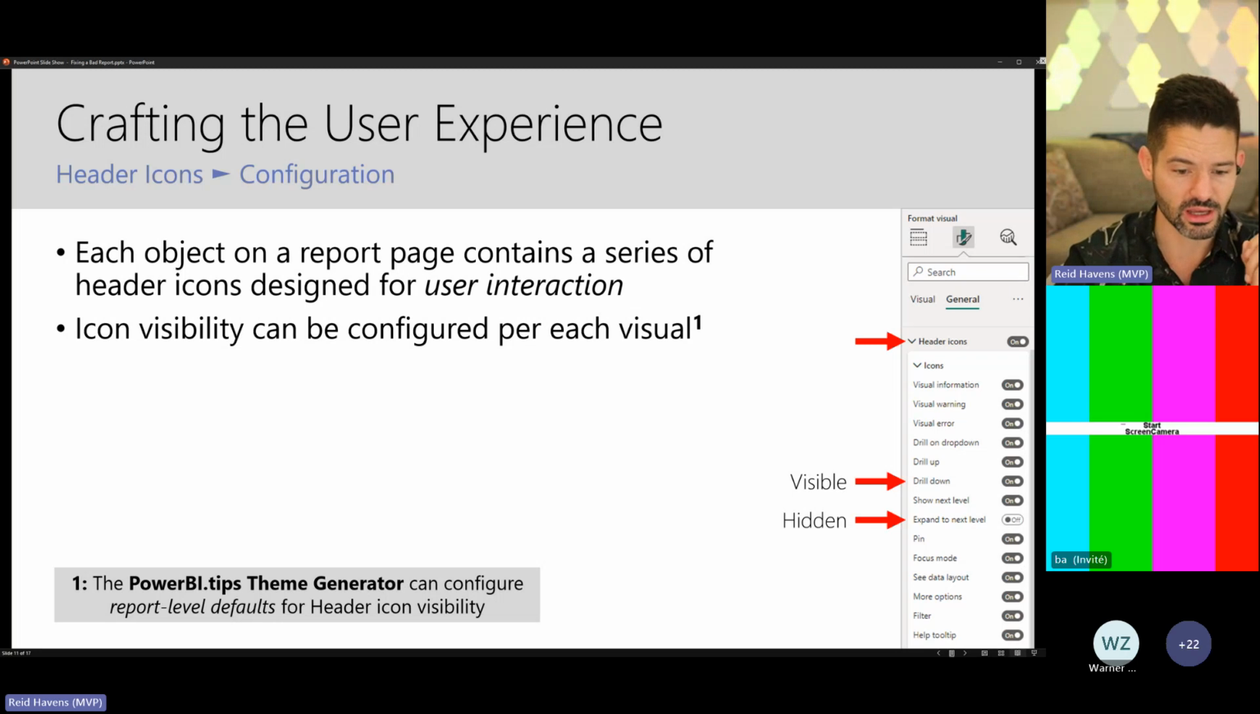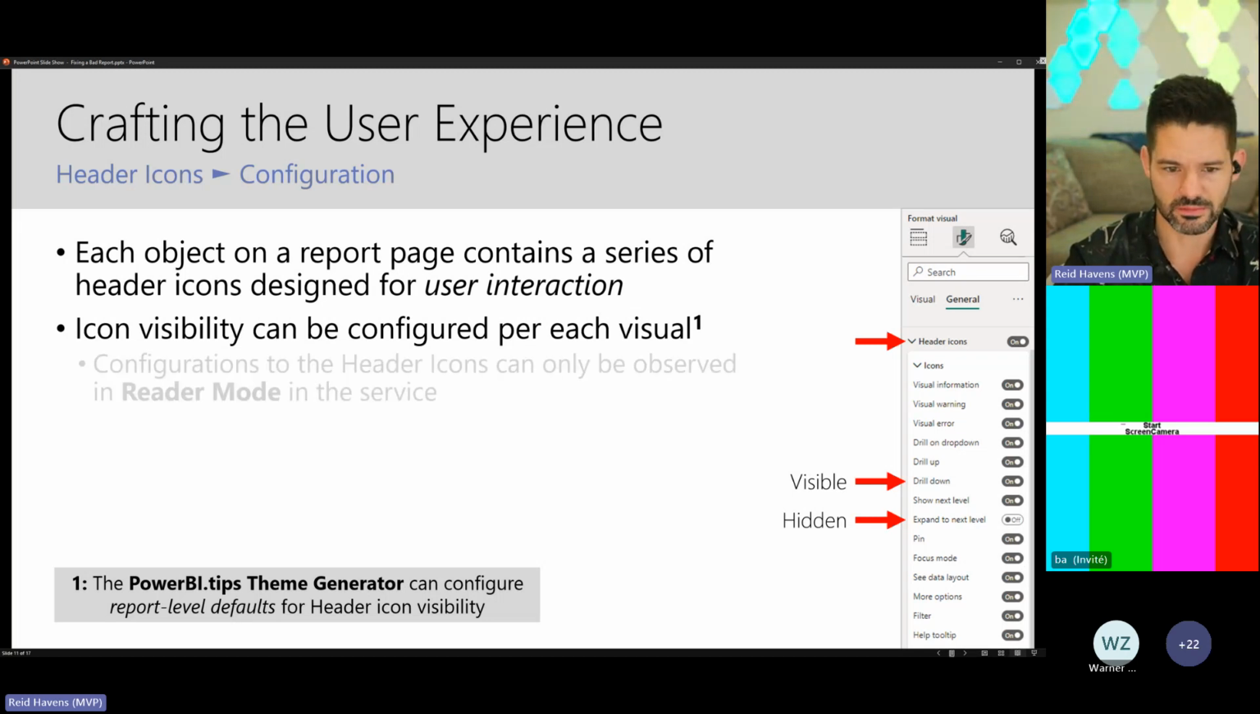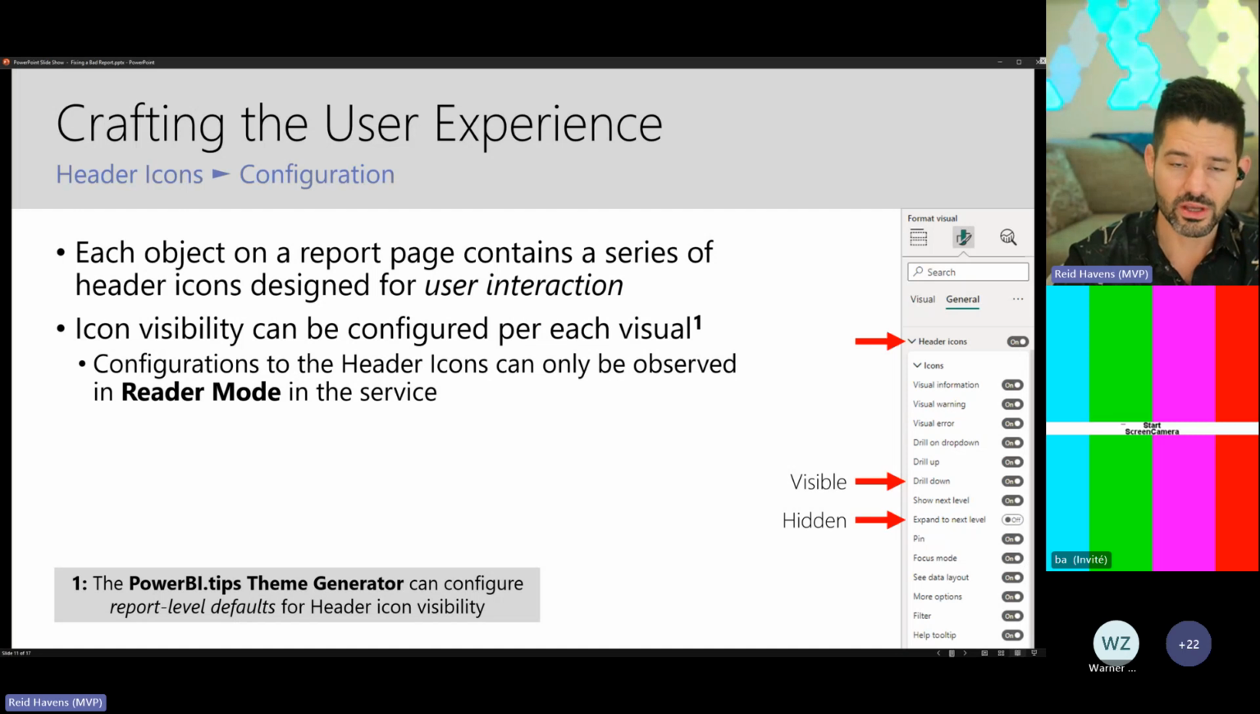I'll also show you a theme generator where we can configure the report level defaults from a web page as well and create a custom theme file to do this, depending on our best practices. Now, again, only observable in reader mode for this. So unfortunately, in desktop, these are things that are easily missed, but I'll give you some recommended practices of some shortcuts around this when you're developing this.